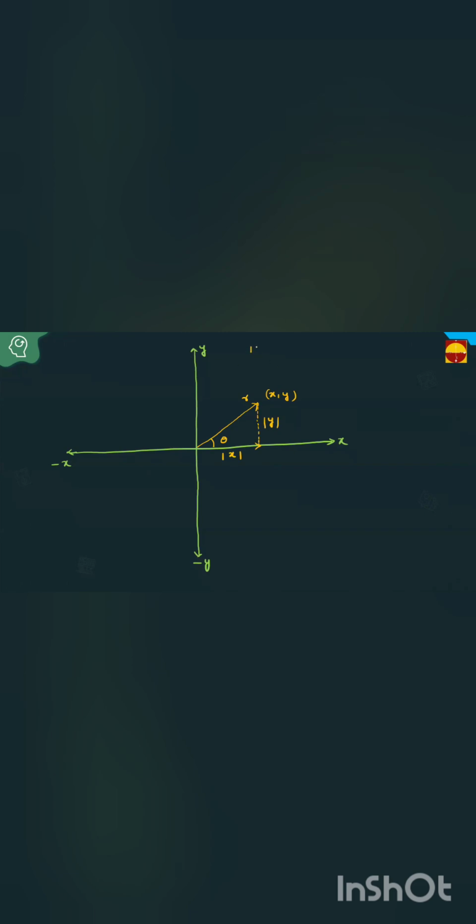This is in the first quadrant. In the first quadrant, x is greater than 0 and y is also greater than 0. Both are positive. Then how to calculate theta? Theta equals tan inverse y by x. You take all the positive values.